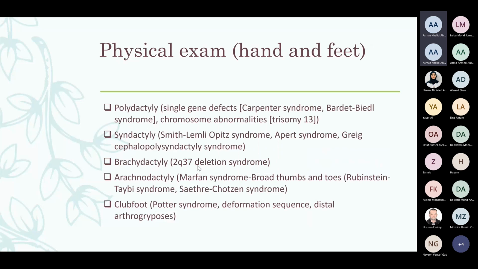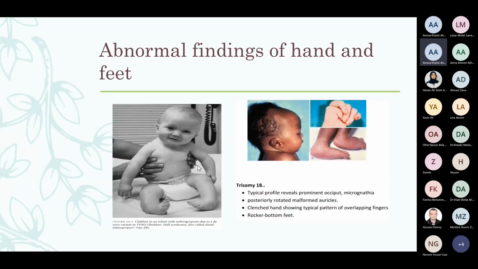Then you have to go to the hands and feet and find the abnormalities: polydactyly, syndactyly, brachydactyly, arachnodactyly, or any cleft foot. I will not mention all the syndromes, but you have to look for them as part of approaching any dysmorphic baby. And you will see rocker bottom, club feet.